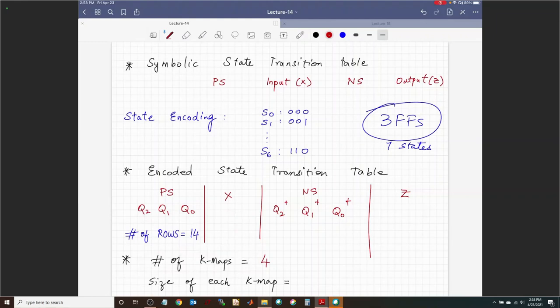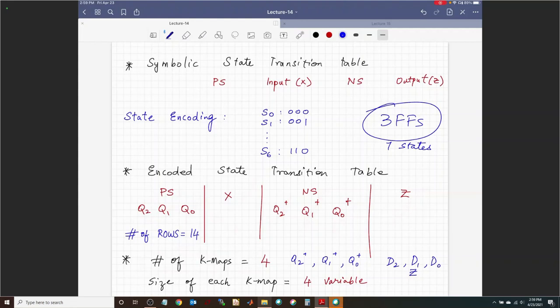The number of K-maps is going to be 4: Q2 plus, Q1 plus, Q0 plus, and Z, in terms of Q2, Q1, Q0, and input X. Size of each K-map, 4 variable K-map. So the first three, for Q2 plus, Q1 plus, Q0 plus, would give you essentially D2, D1, D0, the inputs to the D flip-flops. And then you also have Z in there. So you will have four variable K-maps.